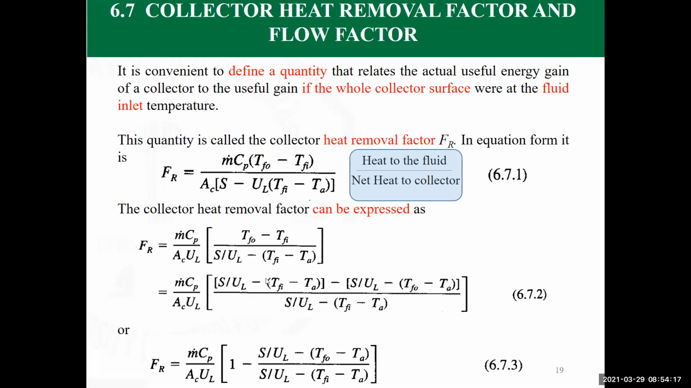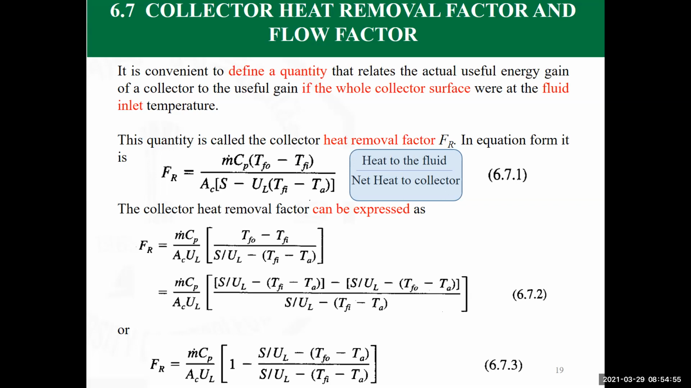Why? Because here, in the left side of the numerator, it is S over UL minus TFI minus TA, which is the same as this. So this is divided by this to give the value of 1. And here we have expressions given as TF outer minus TA and TF inner minus TA. So here the FR has been related to parameters that are all constants. The only things changing are the outer temperature of the fluid and the inner temperature of the fluid.